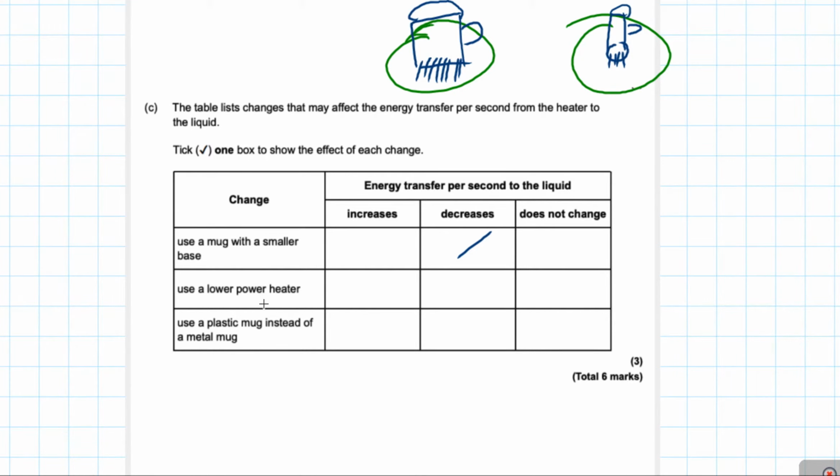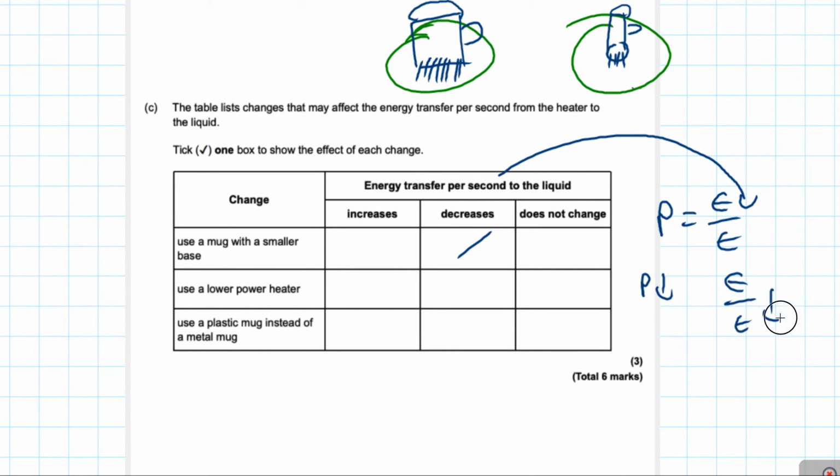The second one we've got is use a low power heater. Well, P is equal to energy over time. Energy transfer per second is the same as the left hand side, so we can see that if the power reduces, that means energy over time would have to reduce as well.